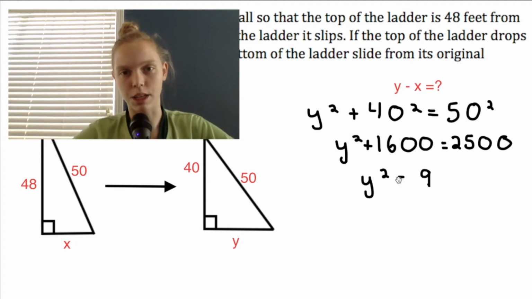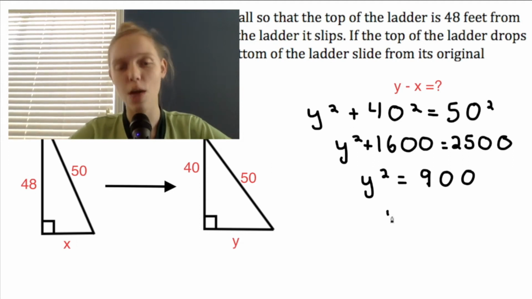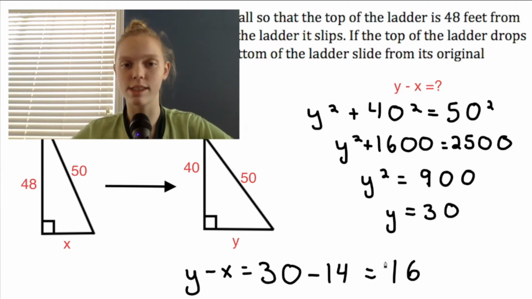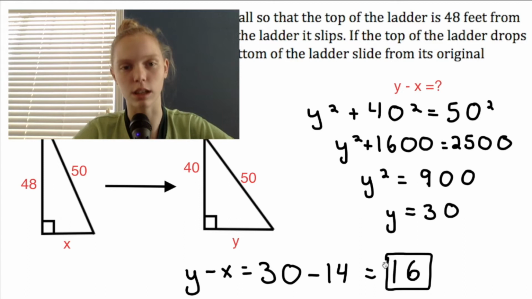We then repeat the exact same process for y, and we get that y is equal to 30. The only thing left to do is subtract x from y to figure out that the total amount that the ladder slipped away from the wall is 16 feet, and that's the answer.